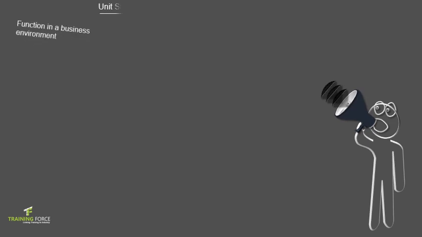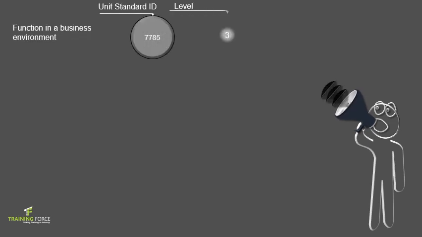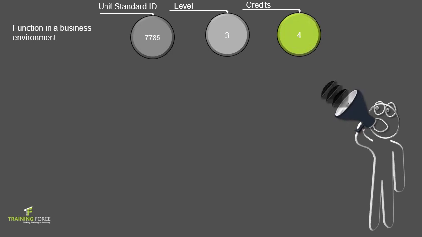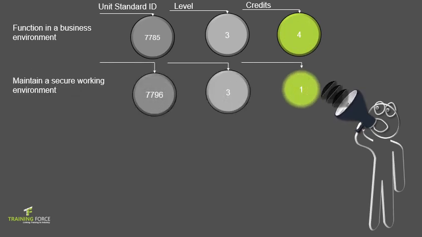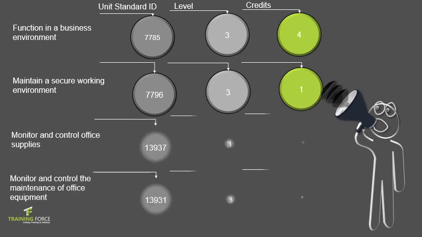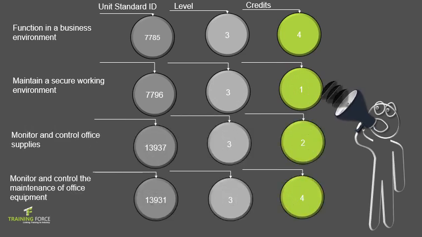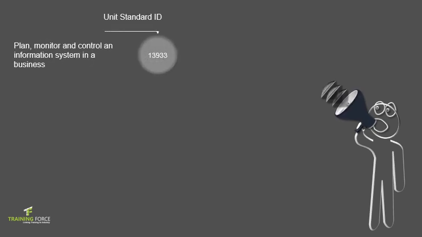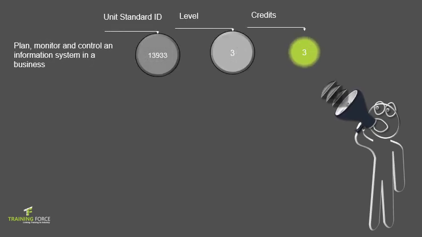In this cluster, we do have a lot to deal with. Let's take a look. Functions in a business environment. We'll deal with maintaining a secure working environment. Monitor and control office supplies. Monitor and control maintenance of office equipment. And ultimately, learn how to plan, monitor, and control an information system in business.